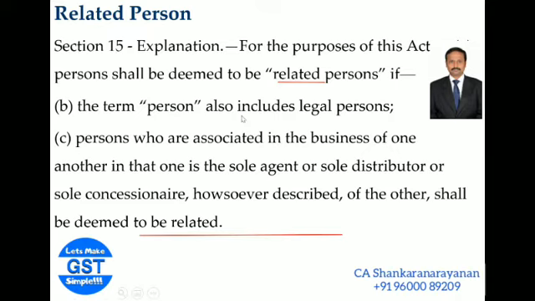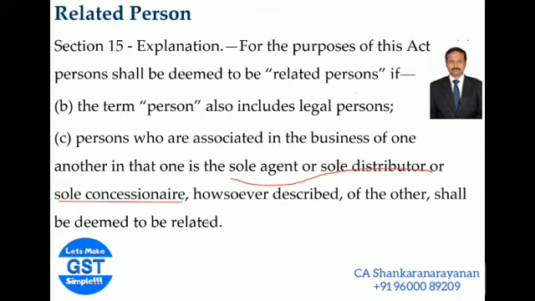Before we get to that, we'll finish the further provisions in respect of who is a related person. Persons who are associated in the business of one another, where one is the sole agent or sole distributor. Now this is something new. It was not there in the original model law. Subsequently, it was introduced. What we have to carefully observe here is they are not talking about agent and distributor. They are talking about sole distributor or sole agent or sole concessionaire.